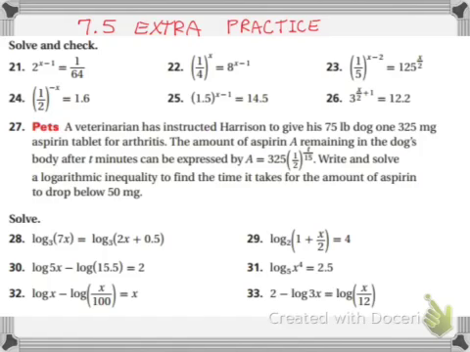We really haven't gotten to review 7.5 the last couple of days. We've done a lot with 7.6 and a lot with 7.4. So 7.5, remember, is just taking all those log rules that we know well now and applying them and solving for x. So I'm just going to do a couple of these real quick. These are straight from your book. I'm going to start with 21.